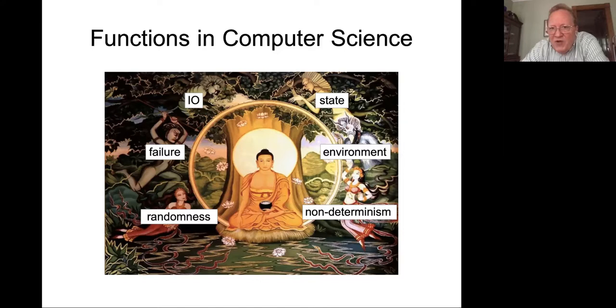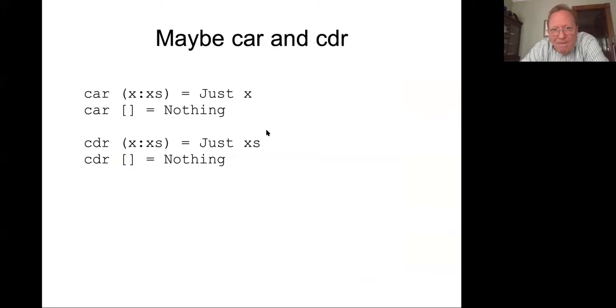Real functions sometimes depend on global state. Real functions might be non-deterministic. Okay, all these things return, which is to say return multiple values. All these things differ from mathematically pure functions and violate referential transparency in some way, or might be thought of as violating it.